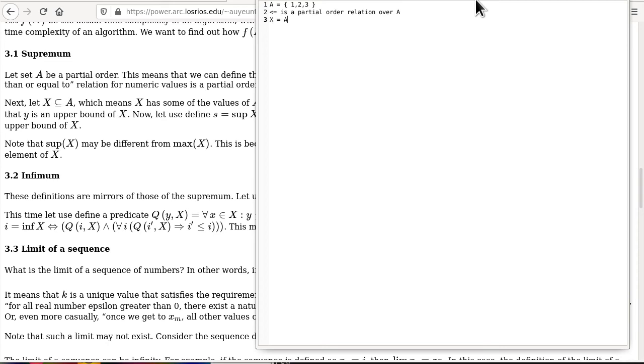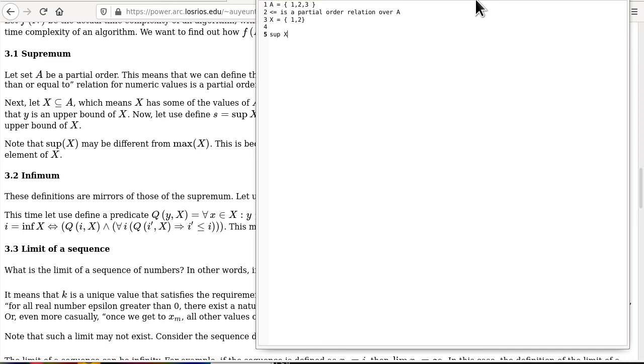So we'll even say that X equals A. Or better yet, we can say X is a subset. So we'll just look at X as just 1, 2 without the 3. Now we want to say what exactly will meet the requirement of being a supremum of X in this case. So we look at the notation supremum of X.